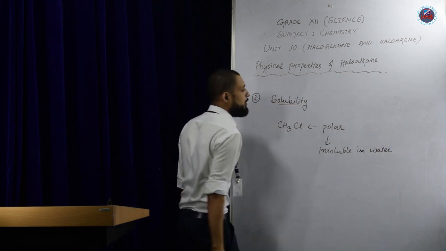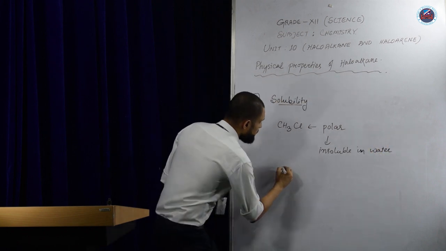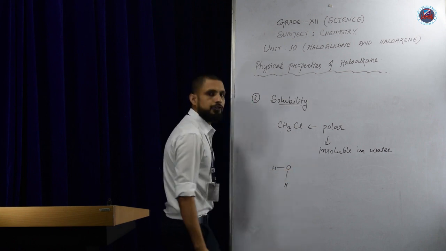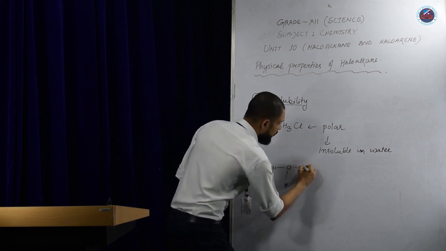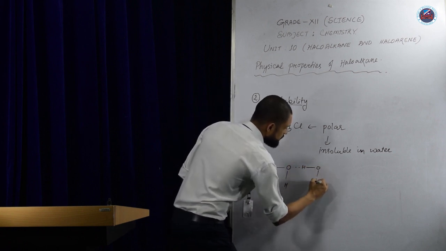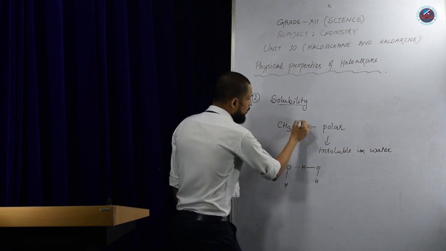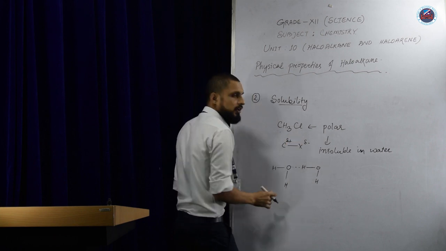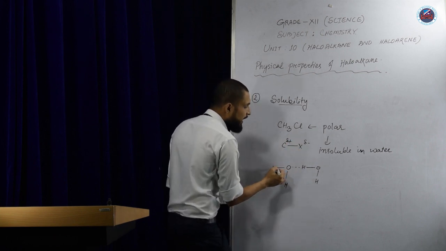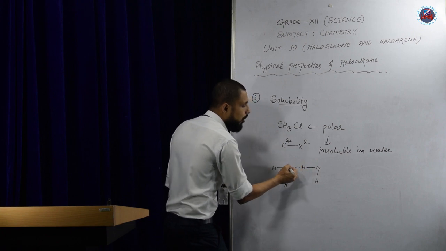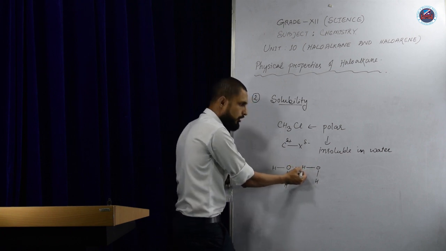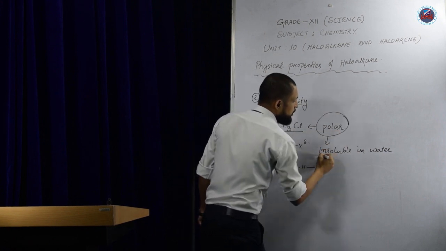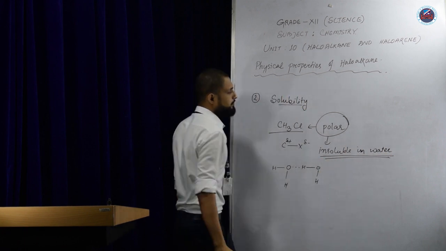Now why is it insoluble in water? It's because a water molecule forms a strong hydrogen bond with another water molecule. So the haloalkane, though the C-X bond is polar, is not strong enough to break the hydrogen bond in the water molecule. That's the reason haloalkane, though it's polar, is insoluble in water.